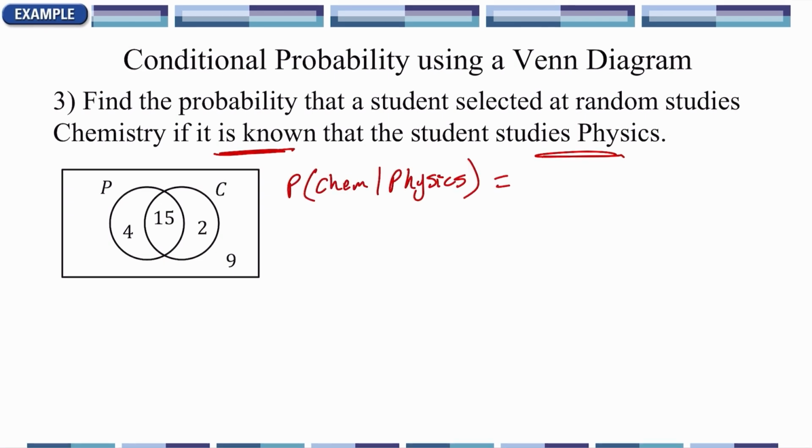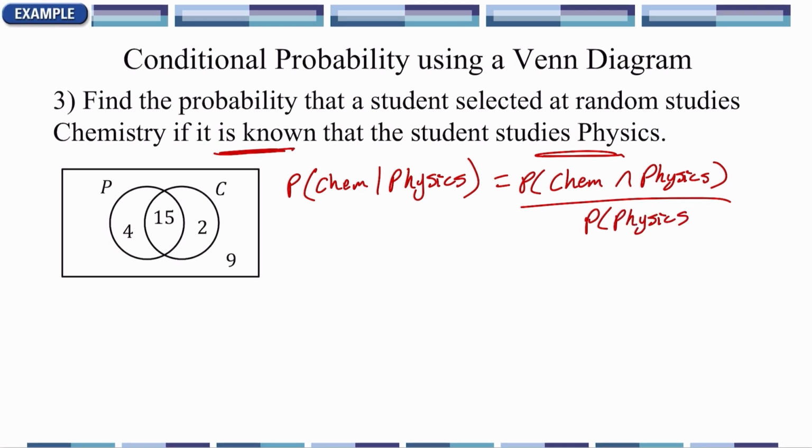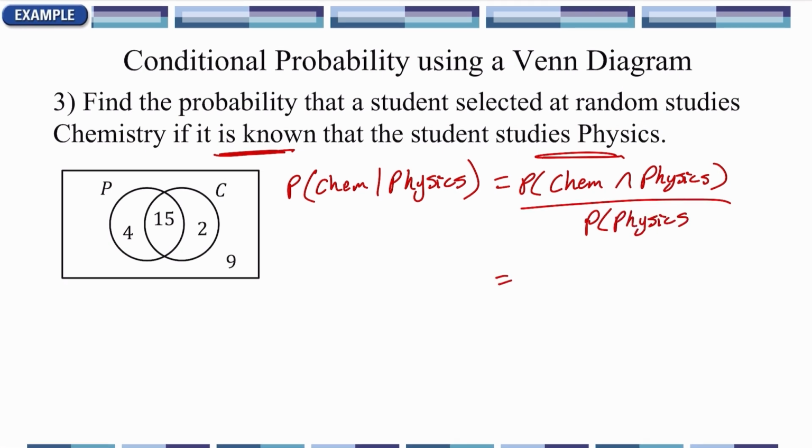So with that formula, it's going to be the probability of chemistry and physics divided by the probability of physics. That's your condition. Remember, that's your denominator. Whatever your condition is, that becomes your denominator.